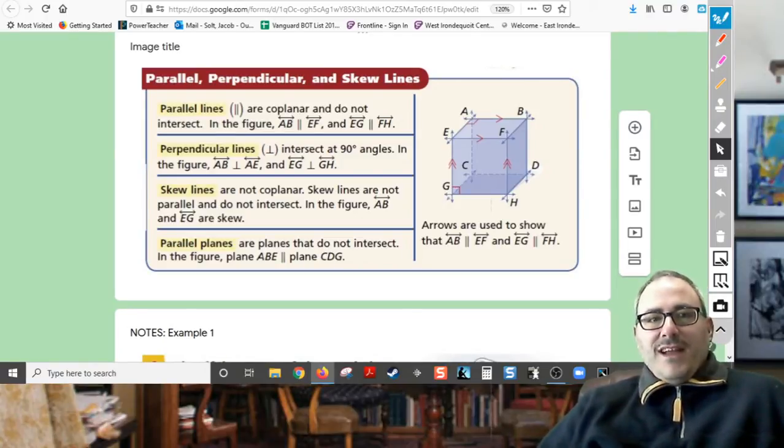So parallel lines are coplanar. If two lines are parallel, that means they have to be on the same plane, and they do not intersect. So we would read this. It says in the figure, line AB. I see this little symbol here. It says line. I know that means line AB. The symbol here means parallel. Line AB is parallel to line EF.